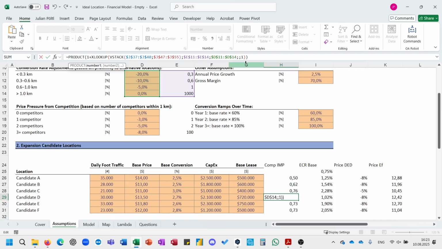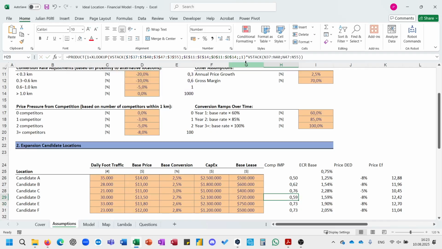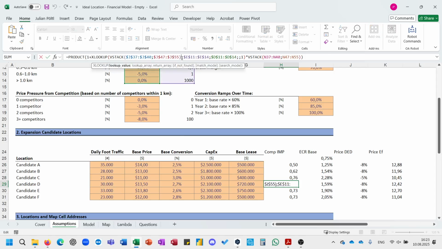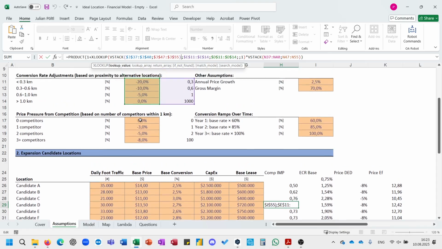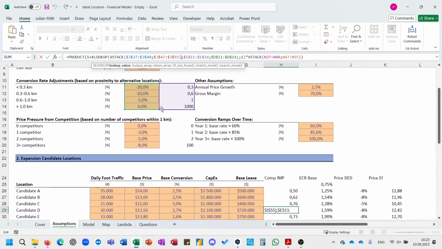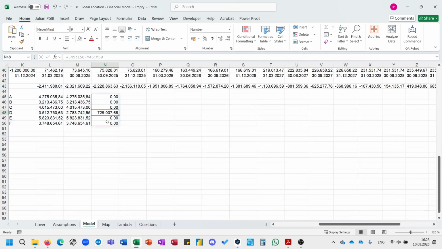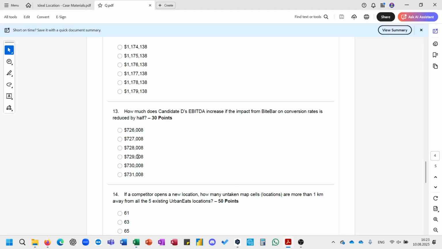So here we go. Yeah, I added it here, but I need to add it after the result from the XLOOKUP. So this conversion rate adjustment was calculated. And now we also get $729,007, 729 and 8. So this is answer D then.